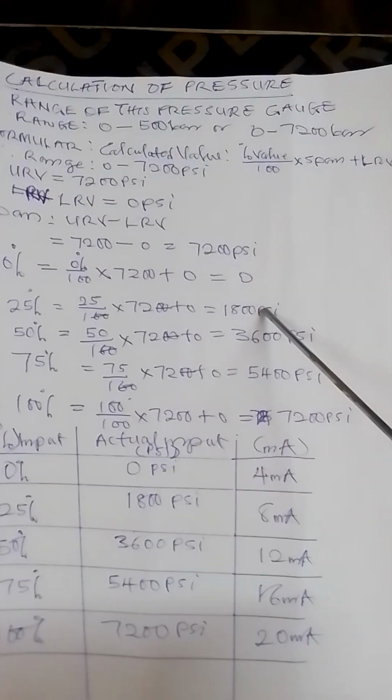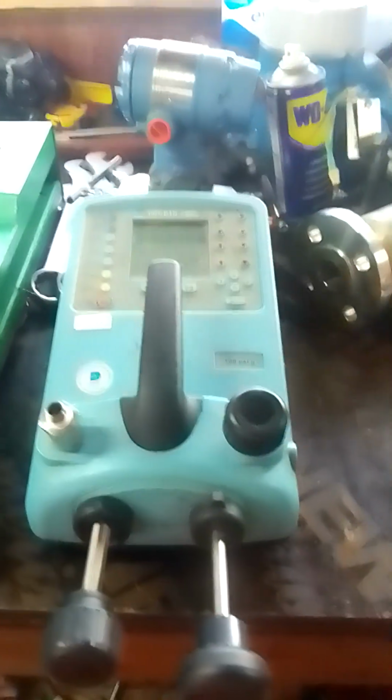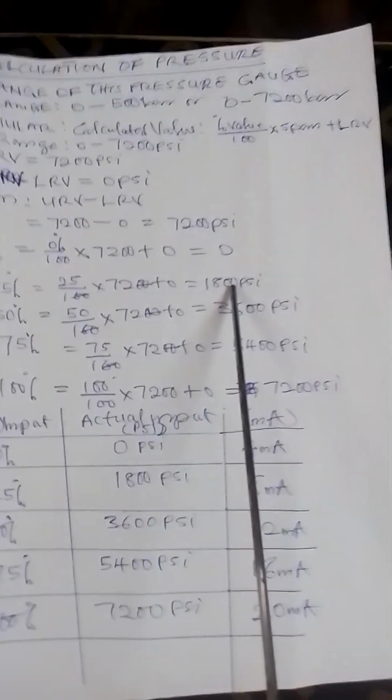25% is 1,800. What it simply implies is that you use your pressure pump or your comparator to simulate, meaning to pressurize your sensor to give you that 1,800. And at that 1,800, your control room will be seeing 25%. The control room will also be seeing this value here, which is 1800 psi.